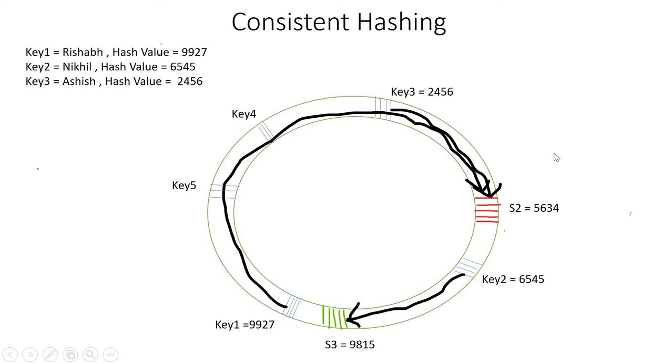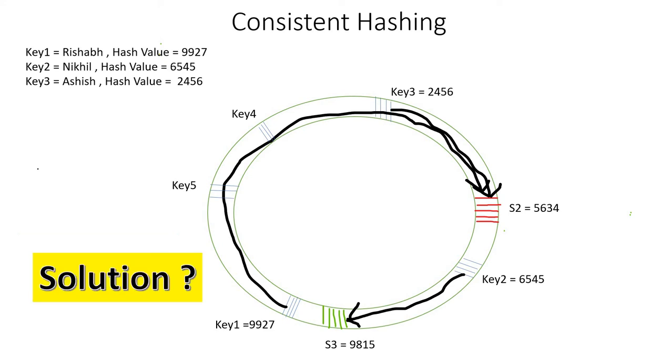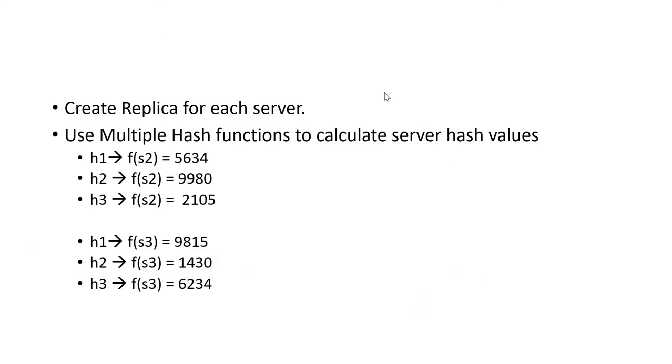But what does this lead to? If you look here carefully, key 2 is present in server 3, but key 1, 3, 4, 5 are present in server 2. So is there a load balance? The load is not balanced now because there might be many keys which will be present in server 2, but there might be fewer keys which will be present in server 3. So what is the solution to this? To overcome this, what we do is we create a replica of each server.